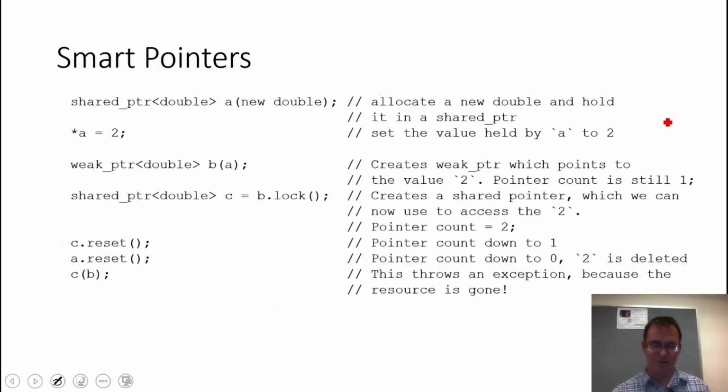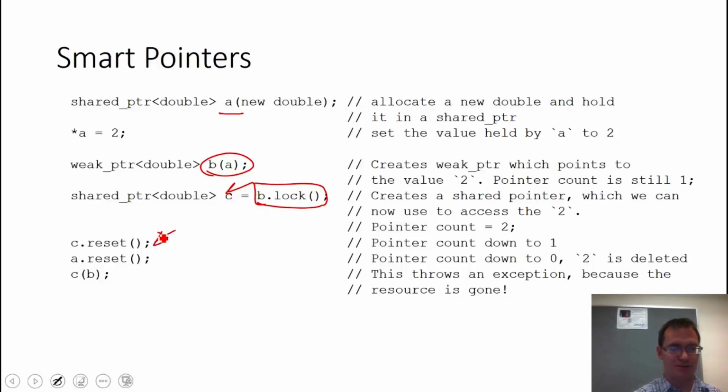And again, here's some examples. We have our shared pointer. We create a weak pointer based on that shared pointer. And then if we needed to actually use it, we could use the lock function, which returns a shared pointer. And then we reset C, we reset A, at which point now there's no more shared pointers, the resource is gone. And so if we tried to make our shared pointer from our weak pointer again, this actually would throw an exception because the resource is gone.